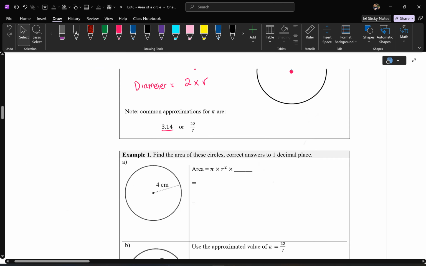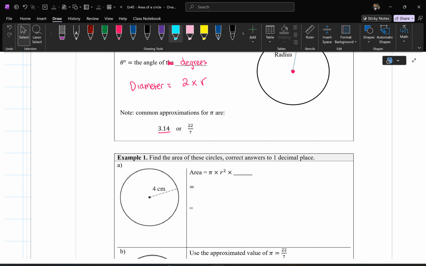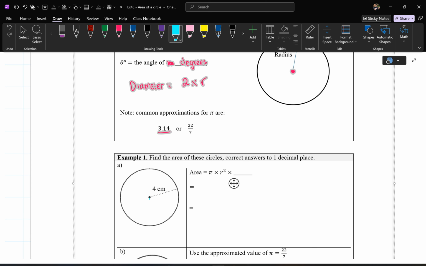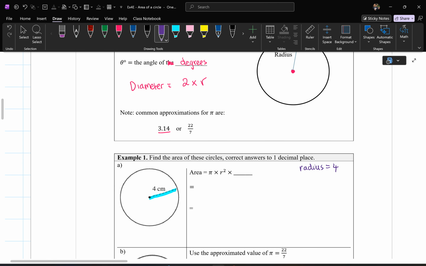Here we go. Let's look at this example here. Find the area of these circles. Correct answers to 1 decimal place. So here we go. Let's look at this circle in the first example, A. What's the radius in this one? Can I please have, let's go with Nick. 4, very good. This is a radius. So we know that radius is equal to 4 centimeters.